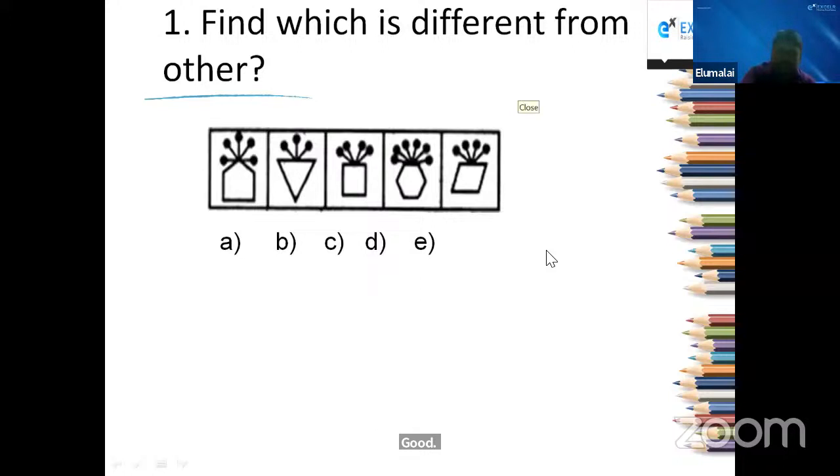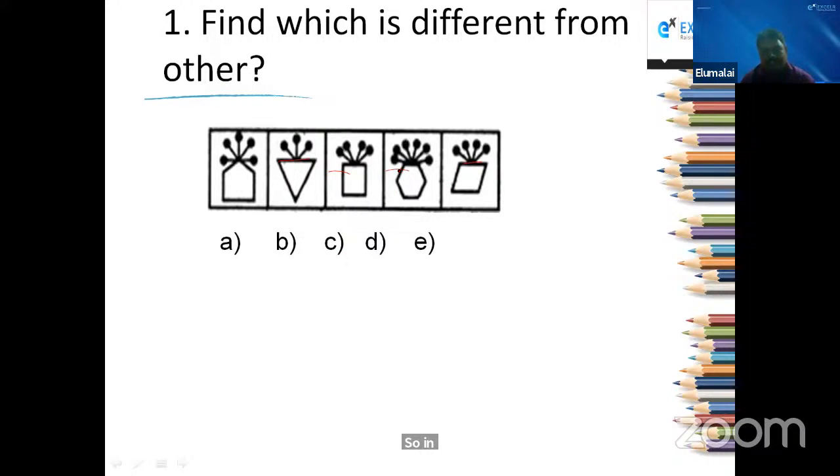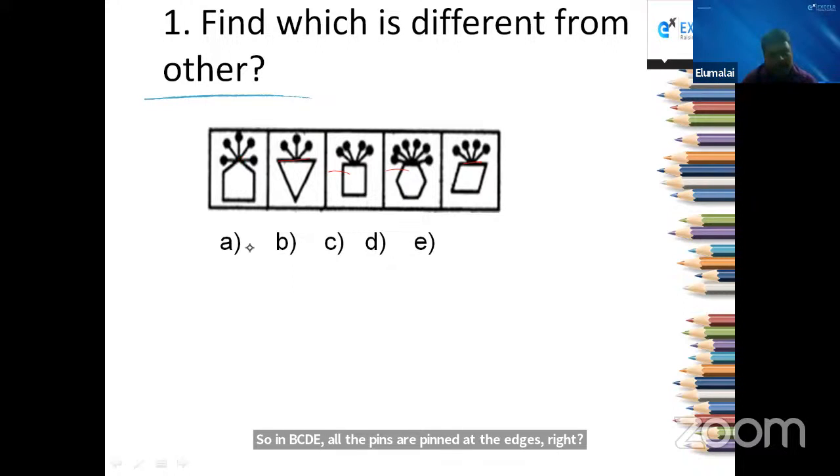Right. See, here, if you look at these figures, here it is edge, isn't it? Here it is edge. Here it is edge. So in B, C, D, E, all the pins are pinned at edges, right? But in option A, it is pinned at corners. Corner. Am I correct or not? Yes. That is why option A is odd man. Many of you have found the correct answers with correct logic.